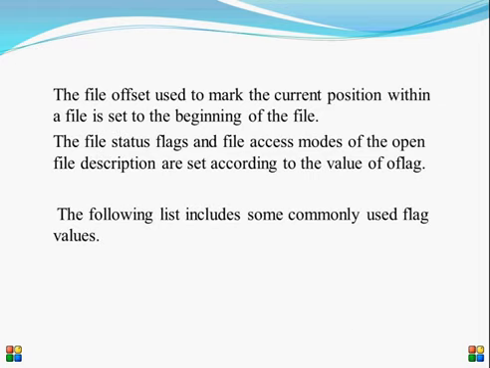The file offset used to mark the current position within a file is set to the beginning of the file. The file status flags and file access modes of the open file descriptions are set according to the value of oflag. The following list includes some commonly used flag values.